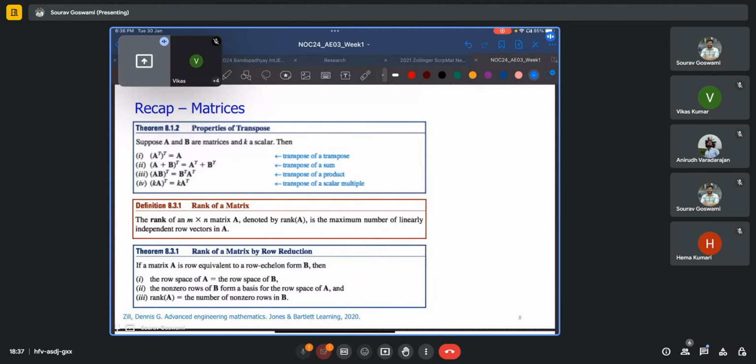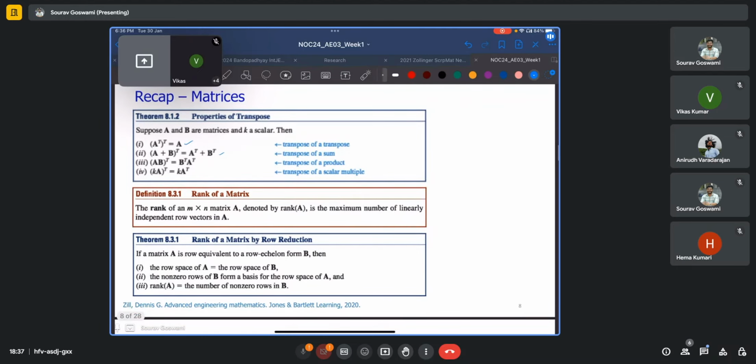Some very fundamental properties of, say, the transpose and the rank will help us with the assignment. So for two matrices A and B and the scalar k, we have the transpose of A transpose equals A. A plus B transpose shall equal A transpose plus B transpose, which is the transpose of a sum. For AB transpose, you have B transpose A transpose, and multiplication by a scalar does not affect anything, so it still remains the same. So, kA whole transpose shall equal k times A transpose.